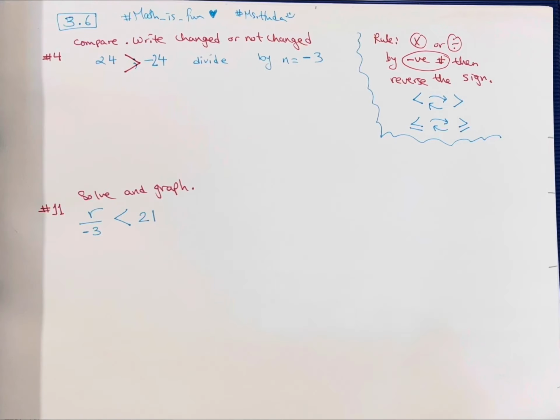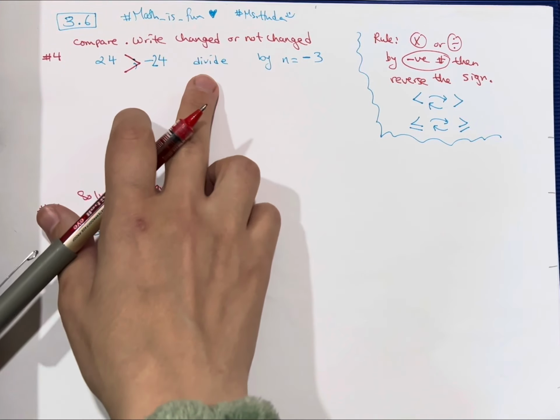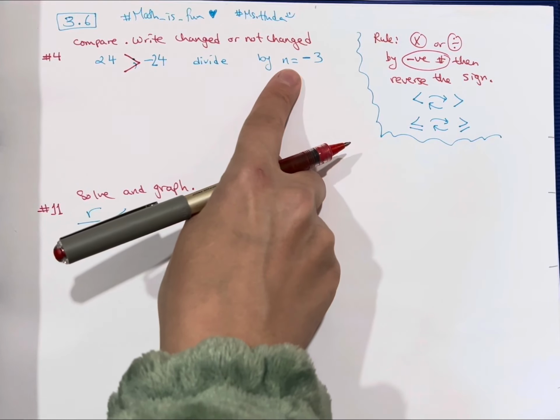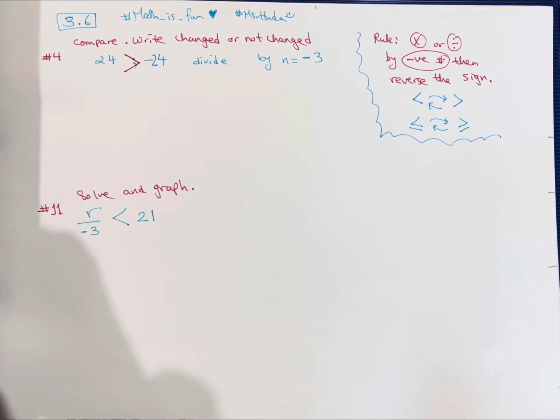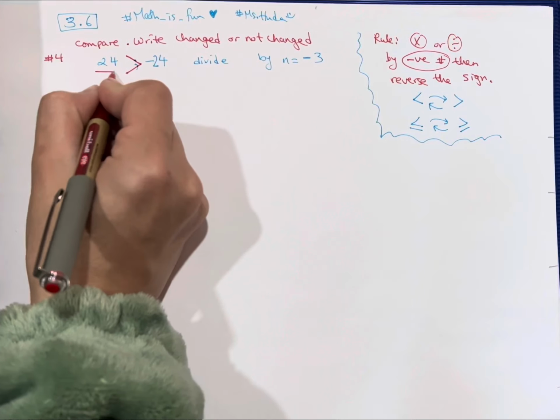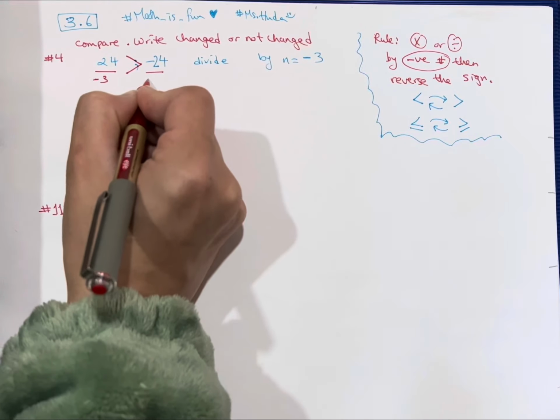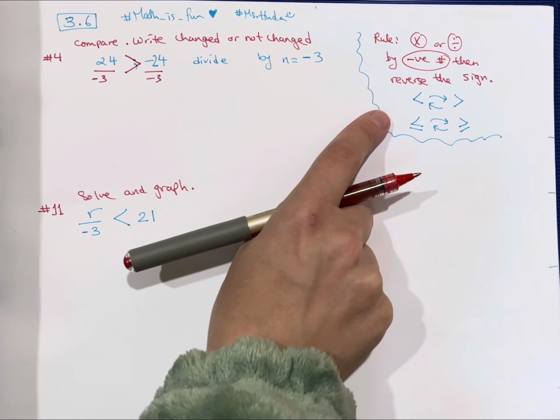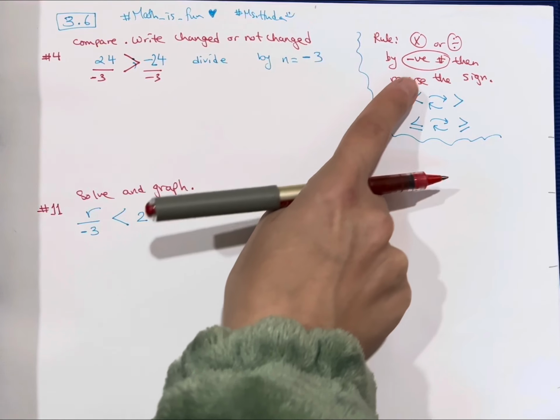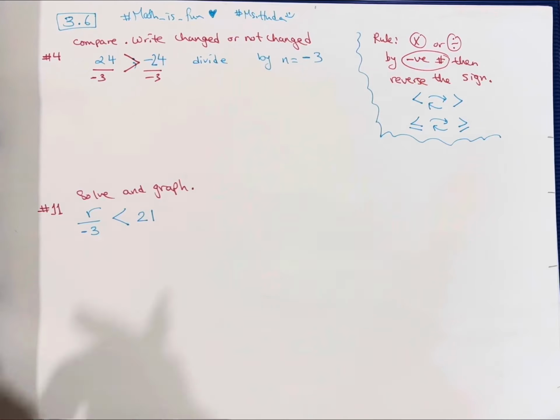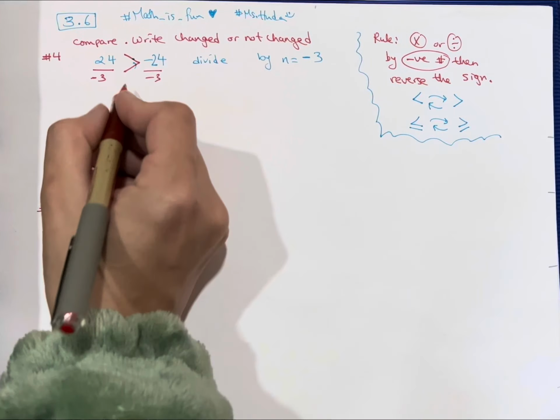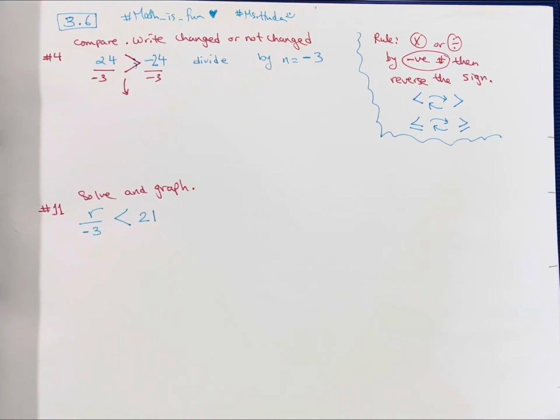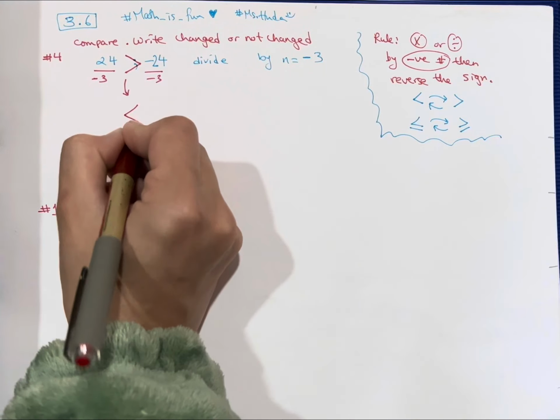All right. I go for the second step. It says divide. Divide by what number? Divide by n equals negative 3. So what I'm going to do here is that I have to divide by negative 3. Remember the note and the rule that we talked about? Whenever I am multiplying or dividing by a negative number, what will happen? I have to reverse the sign. So the sign of greater than will be less than.